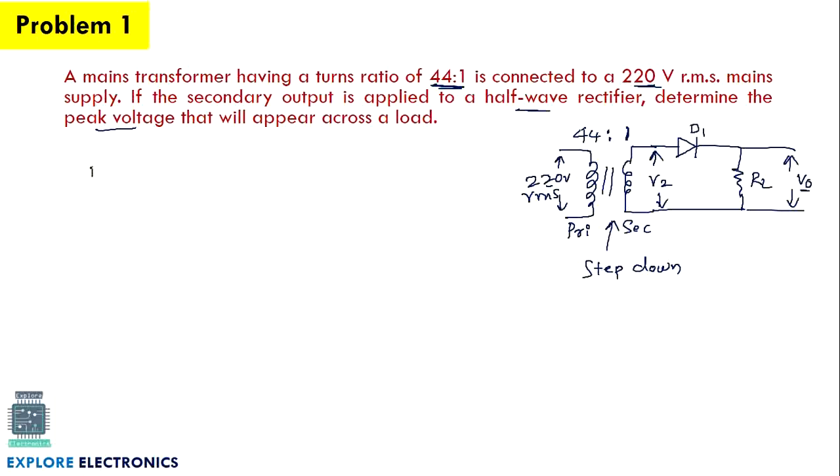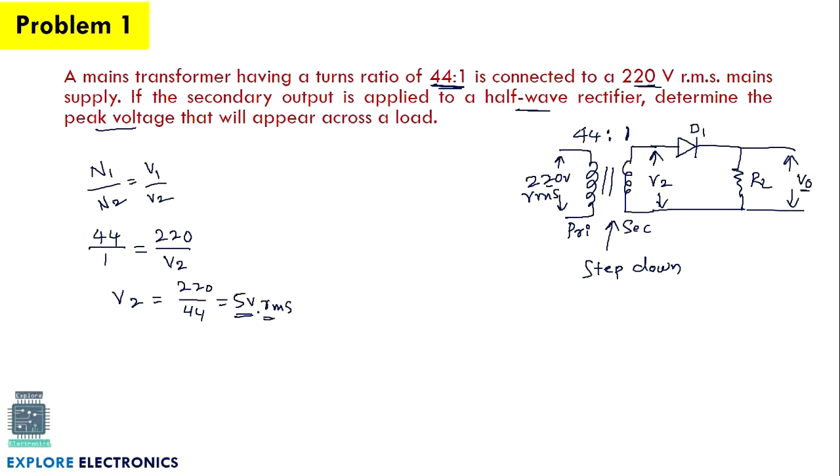The equation for calculating V2 is N1 by N2 equals V1 by V2. By using this formula we can calculate V2. N1 here is 44, N2 is 1, V1 is 220 and V2 we need to calculate. V2 is 220 divided by 44, and the value is 5 volts. This is also an RMS value, so we write it as 5 volts RMS.